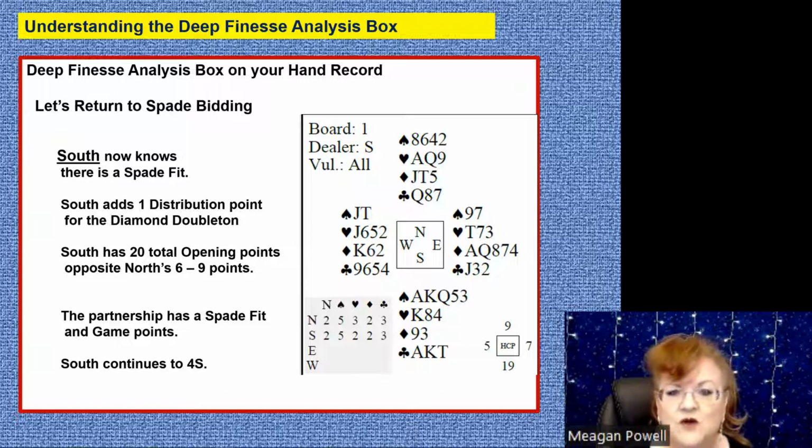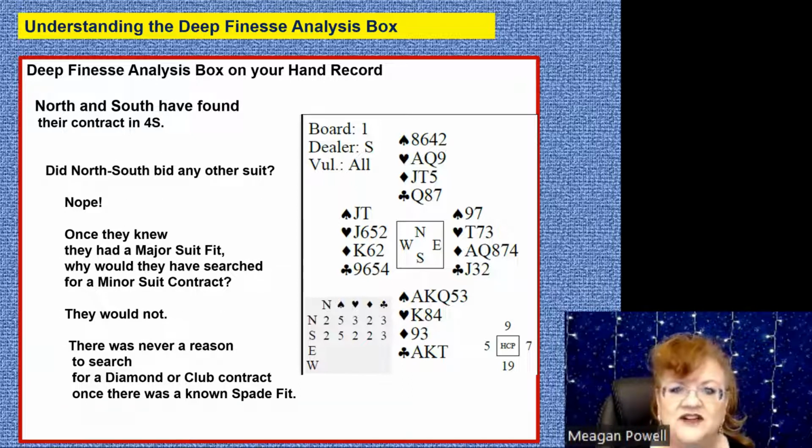South, you now know there's a spade fit. You actually get to add a distribution point for the diamond doubleton, and that gets you to 20 opening points. North is promising you 6 to 9 minimum responding points. That absolutely gets you to 25 points and a spade fit. And so North would go to 4 spades. That seems reasonable to me, right?